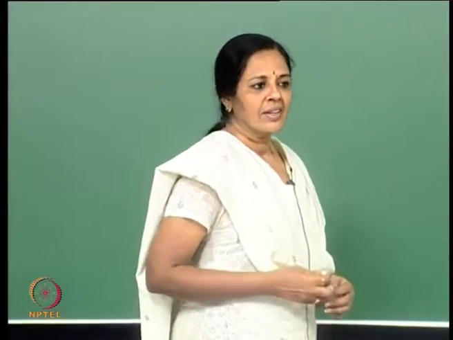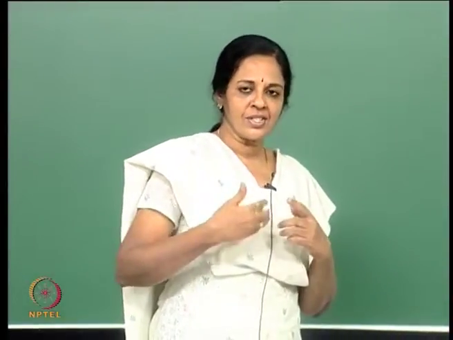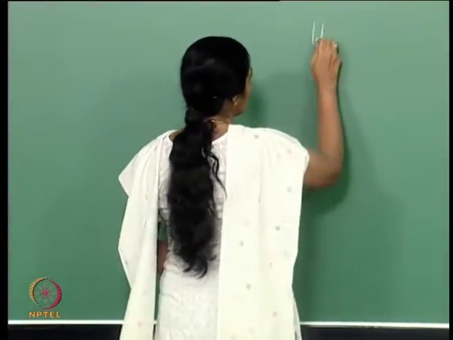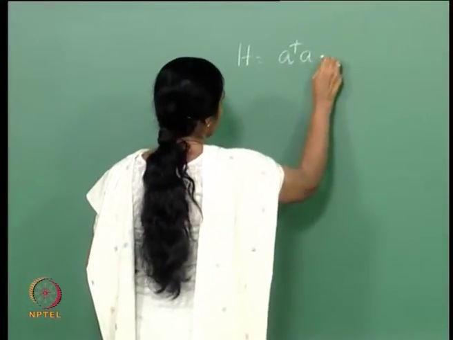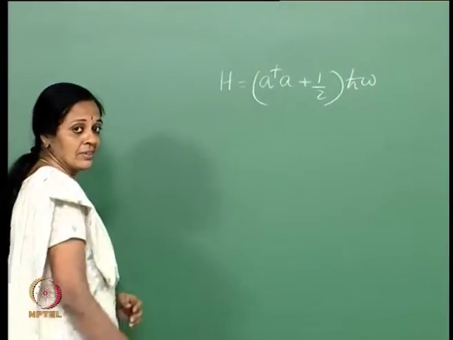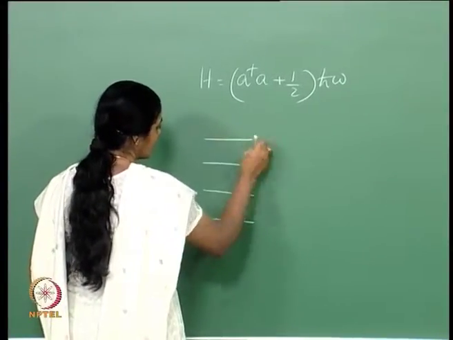In the last lecture, I gave an introduction to the linear harmonic oscillator. We showed that operators called A and A dagger can be constructed for the linear harmonic oscillator, and these operators raise the energy levels. So basically I had the Hamiltonian for the oscillator given by A dagger A plus half h cross omega. The energy levels of the oscillator were equally spaced.